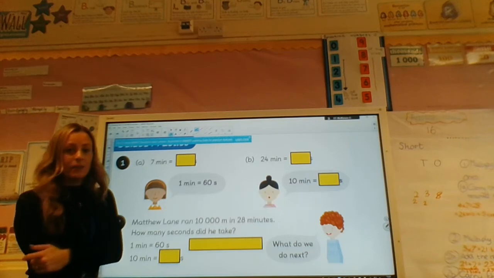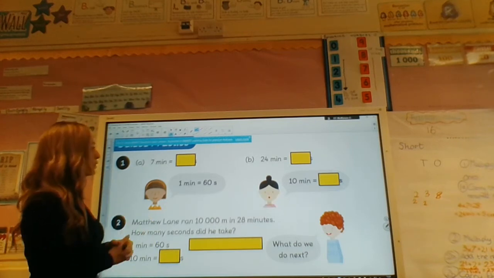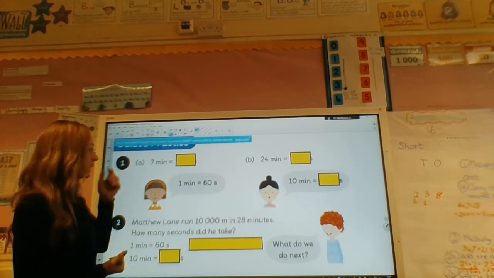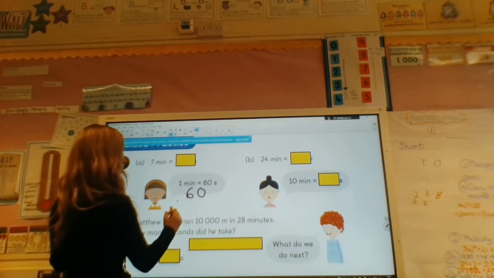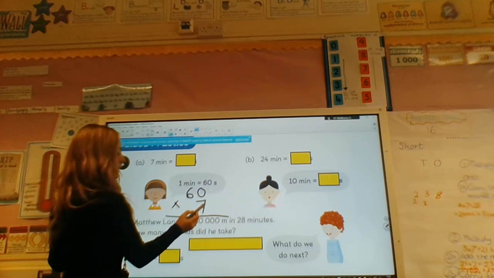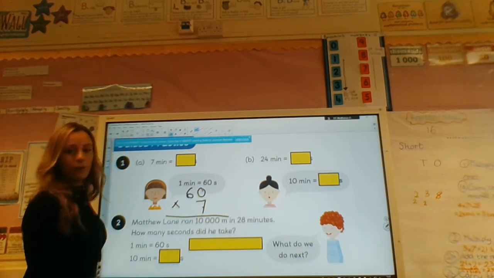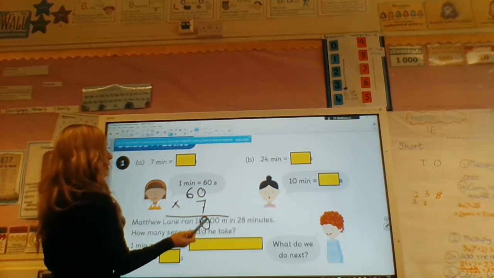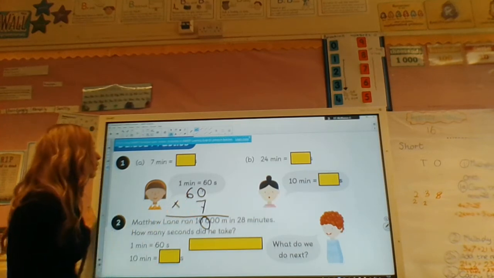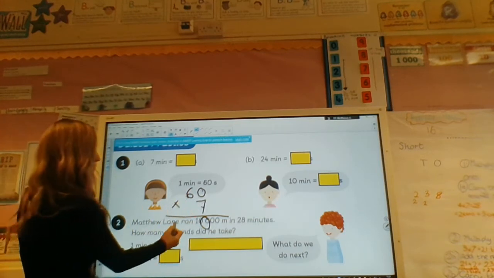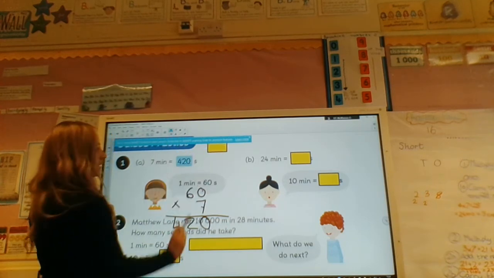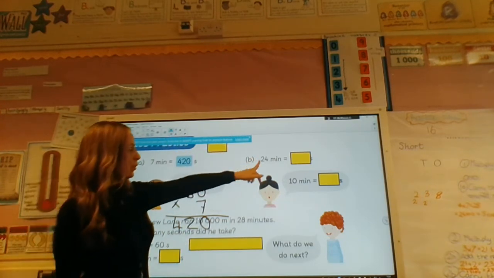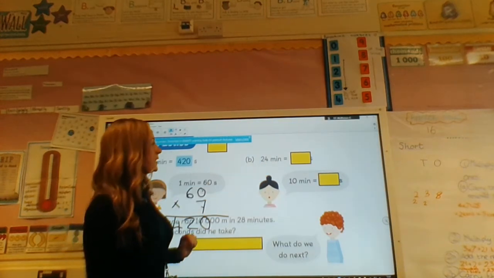So here we've got 7 minutes. How many seconds are in 7 minutes? So you could do 6 times 7 in your head, or you could do 60 times 7 in the column method. So 7 times 0 is 0, and then we've got 7 times 6, which is 42, which would give you 420 seconds.